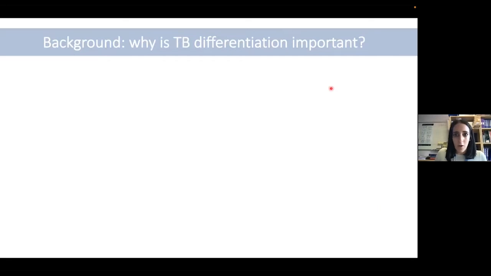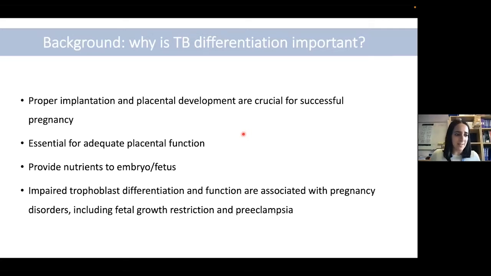But why do we focus on trophoblast differentiation? Well, for the placenta to develop and function in a proper way, trophoblast differentiation is essential in order to provide nutrients and to provide an organized structure which will connect the mother to the fetus. And when we have impaired trophoblast differentiation and function of the placenta, this is usually associated with what we call great obstetrical syndromes, such as fetal growth restriction and preeclampsia.